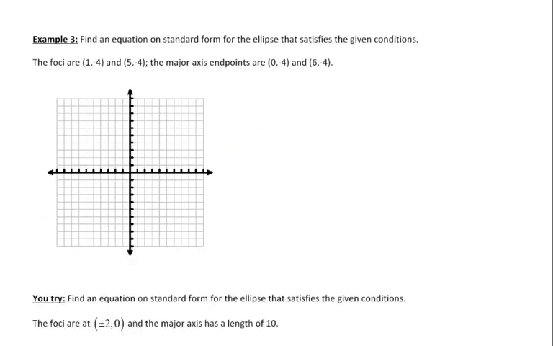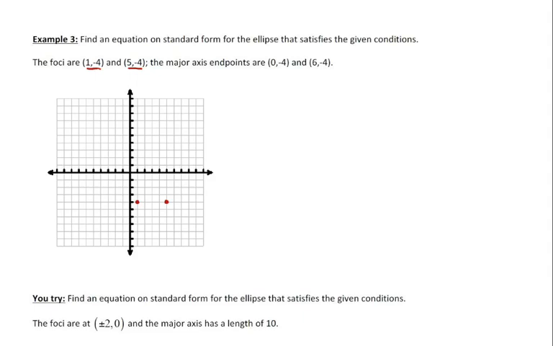For the next example, we are going to write an equation in standard form for the ellipse, and we are given the foci of the ellipse and the major axis endpoints. So the first thing I like to do is put on a graph what I'm given and see how that's going to affect my picture and also how I will write my equation. So again, my foci are (1, -4) and (5, -4), so I plotted those there.